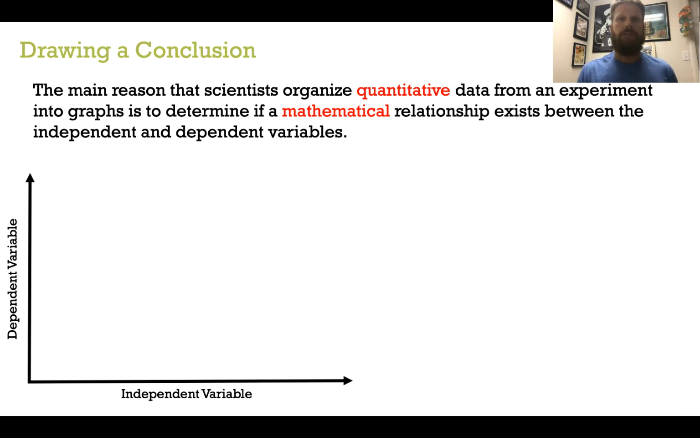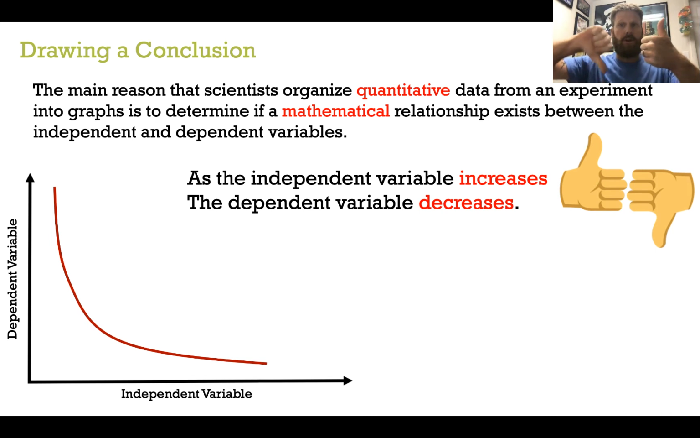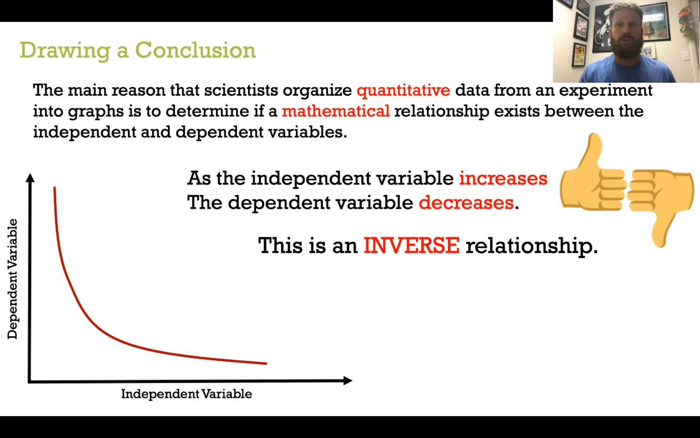What if a graph of data results in a graph with a downward curve such as this? This graph shows that as the independent variable is increased, the dependent variable responds by decreasing. So as one variable goes up, the other variable goes down. Thumbs pointing in opposite directions indicates an inverse relationship between the two variables.